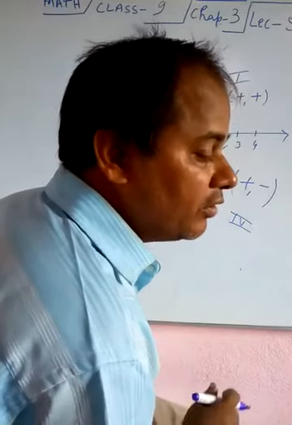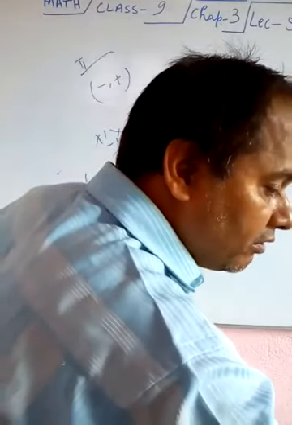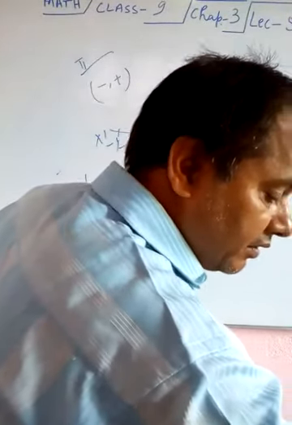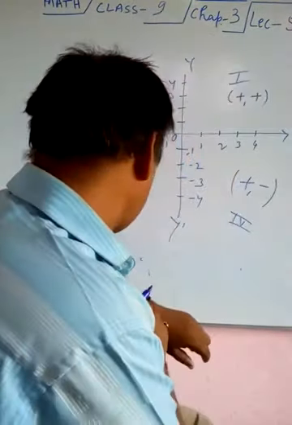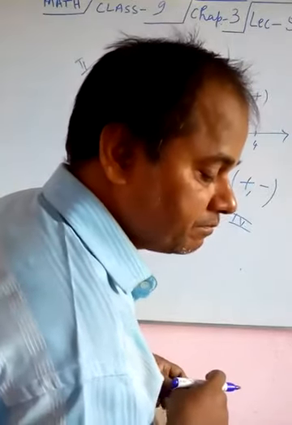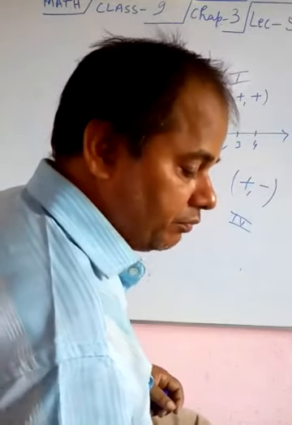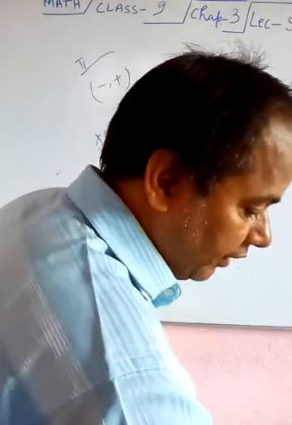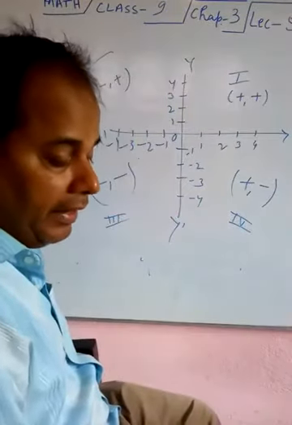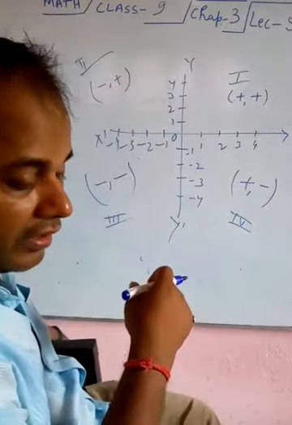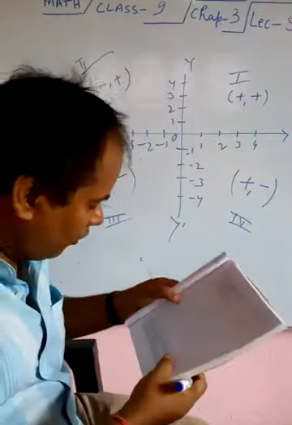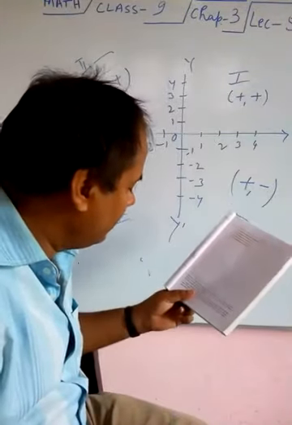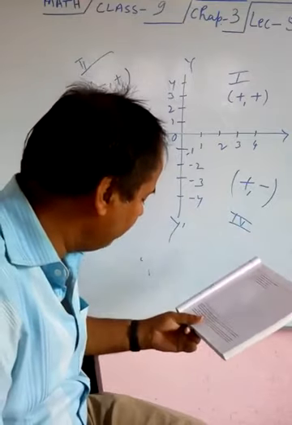Now, exercise 3.2 is there. You have to solve all the questions of this exercise. The next point will be point number 3.3 on page number 61. Point 3.3, plotting a point in the plane if its coordinates are given.